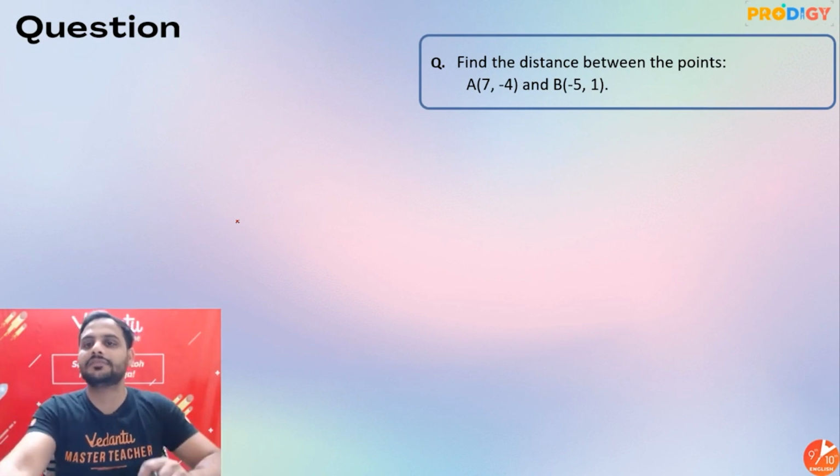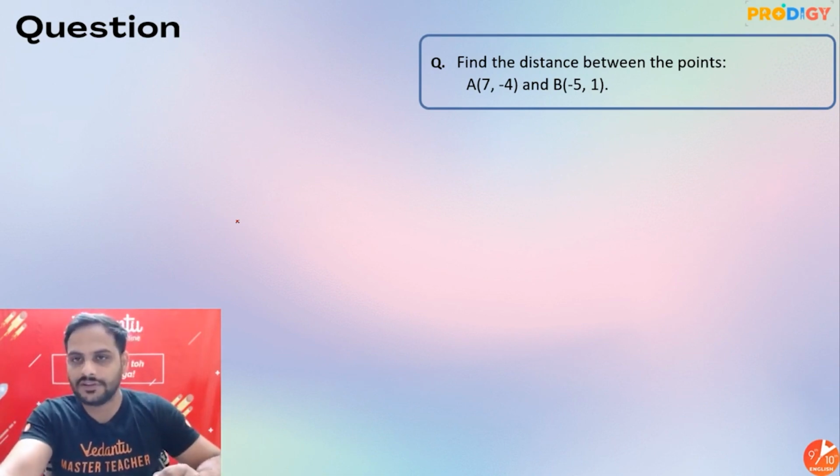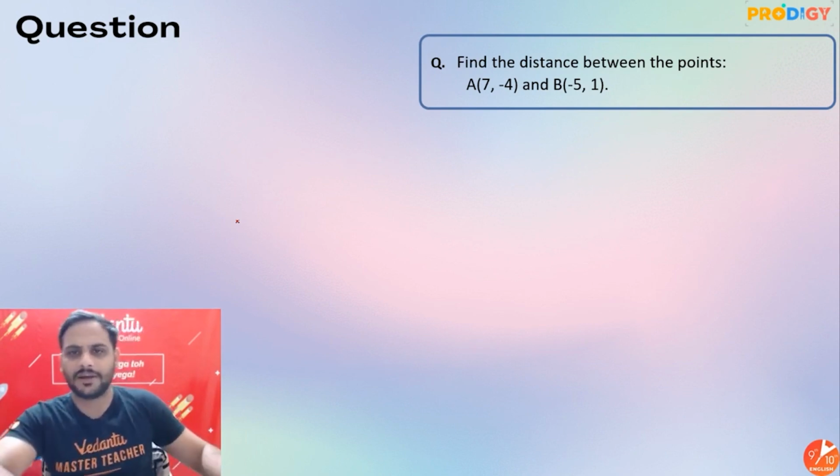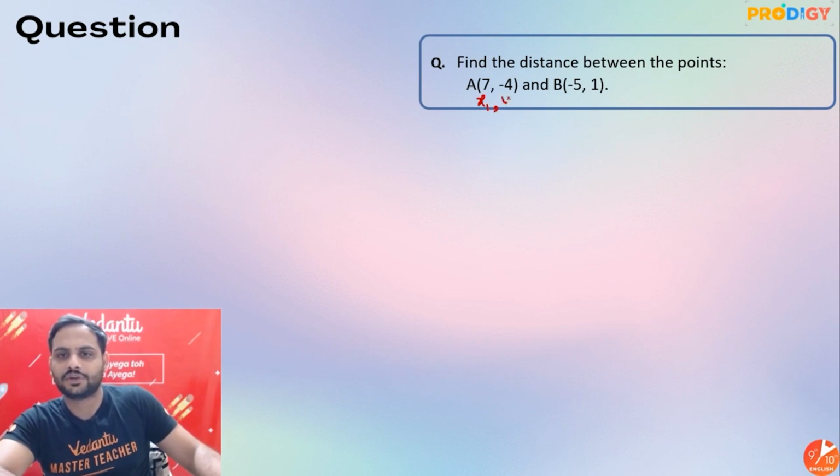Find the distance between the points. What will be the distance between these two points? So here I can directly use a formula, the distance formula. Let's say this is x1 comma y1. Let's say this is x2 comma y2.